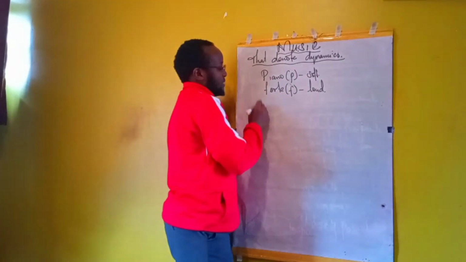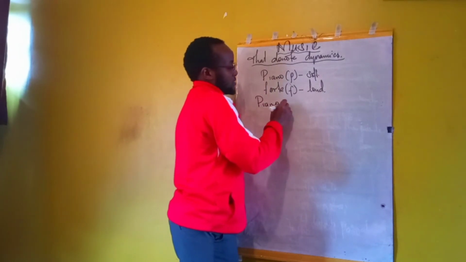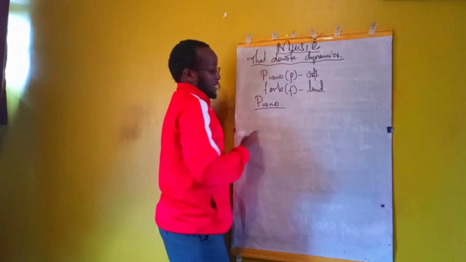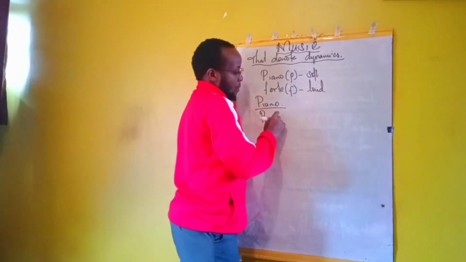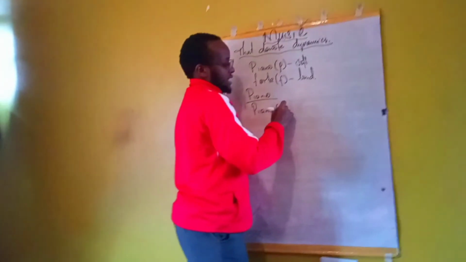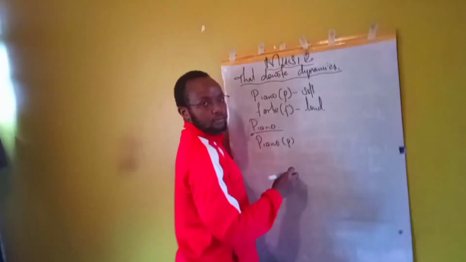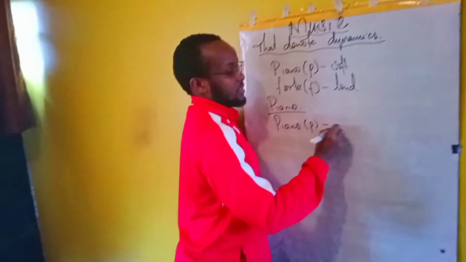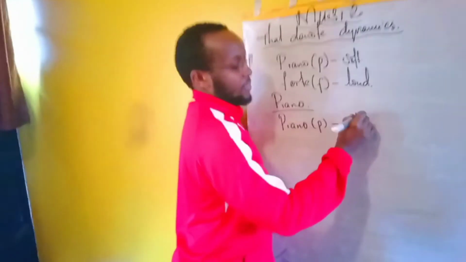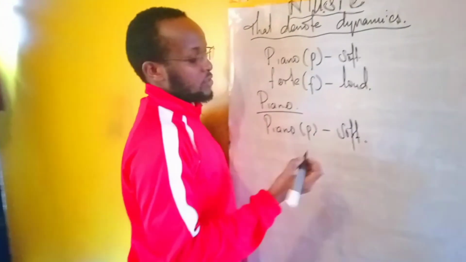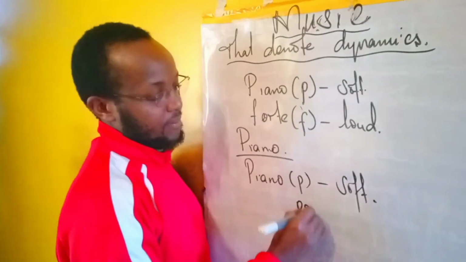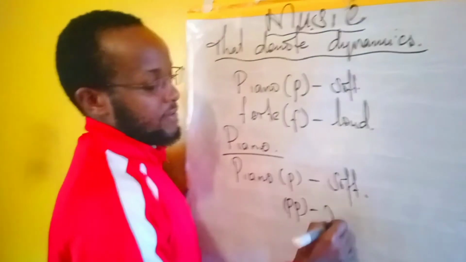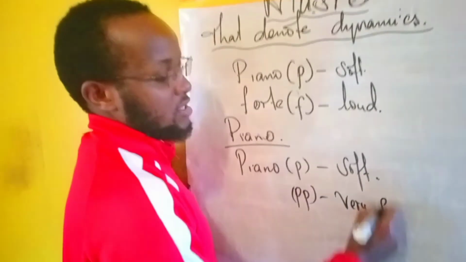For example, let's look at the degrees in piano. We say that piano, written as P, means soft. What if it is written with 2 P's? PP means very soft.